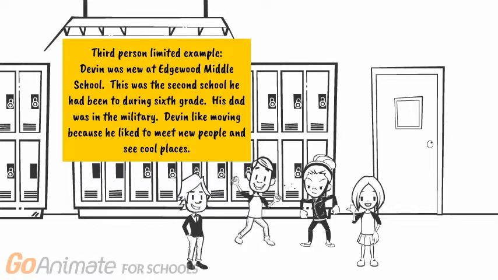Third person limited example. Devin was new at Edgewood Middle School. This was the second school he had been to during 6th grade. His dad was in the military. Devin liked moving because he liked to meet new people and see cool places.